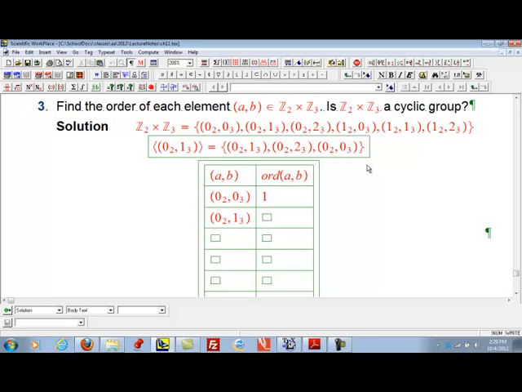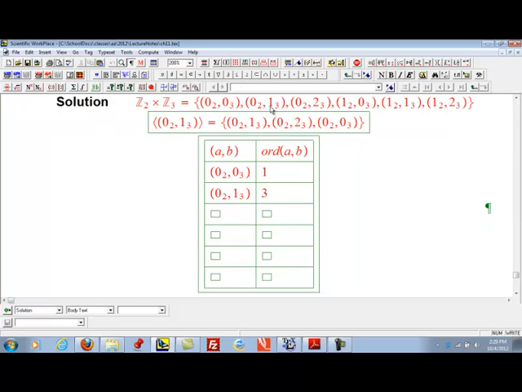So how many elements were in here? 3. So what's the order? 3. So tell me about the next one. Zero is going to stay 0 the whole time. You have 2 plus 2 goes to 4. Mod 3 is 1. Plus 2 is 3. Mod 3. So how many times? 3.